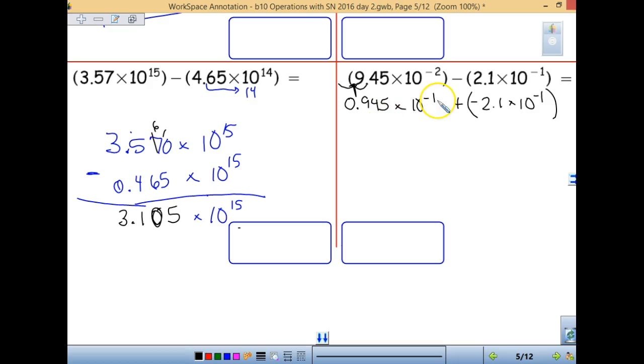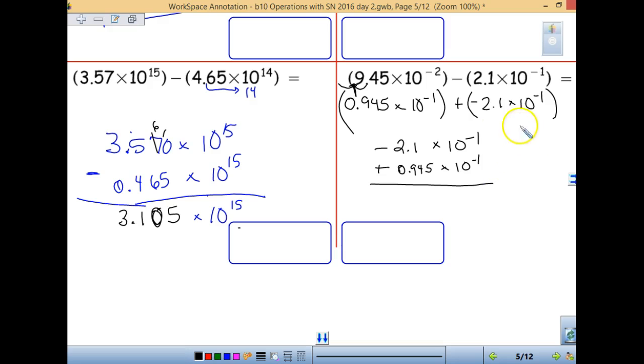Okay? Now, here is where this gets a little ugly. And Mr. Roth and I were talking about this because he's like, how do you do it when it's subtracting with this? If you've made this into an addition problem, can I put this one first now? Can I put my negative first? I can. And that's what you want to do. So we want to think of this as negative 2.1 times 10 to the -1. And it's plus 0.945 times 10 to the -1.